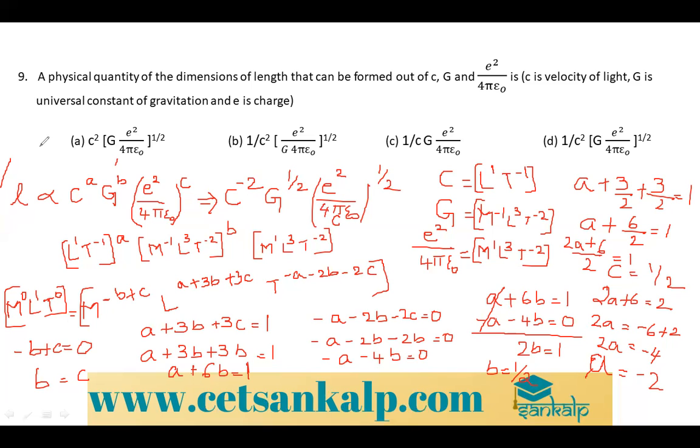1 by c square. Look here, is option D there? 1 by c square, g into e square divided by 4 pi epsilon naught, the whole to the power 1 by 2. I hope you are clear with this problem. Okay, this problem is a bit lengthy, but I think you understood it. So you don't have any doubt related to that. Super. So we'll move to the next problem.